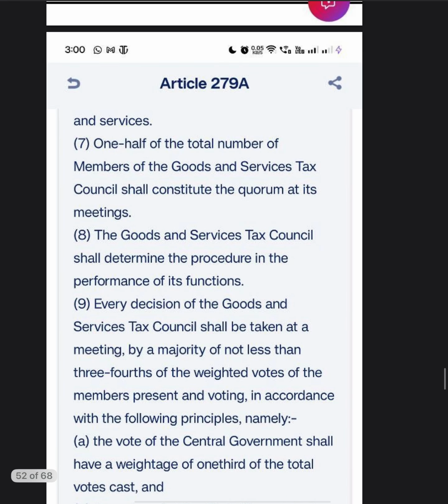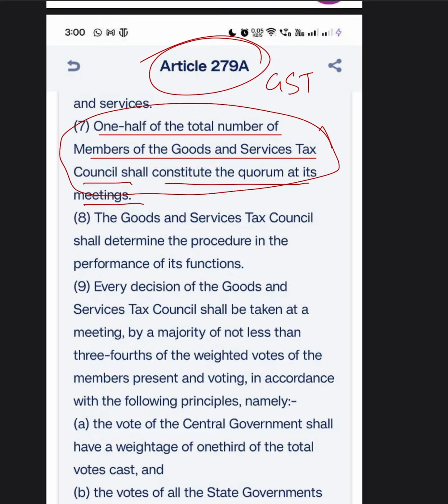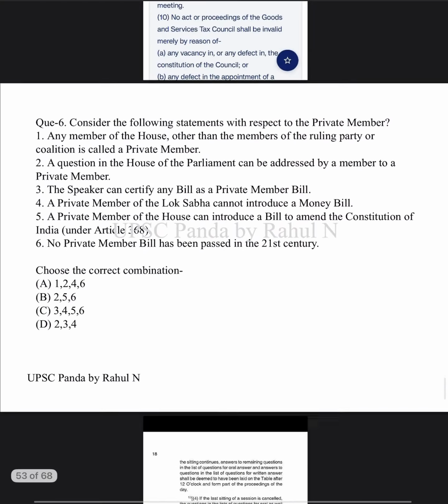Now see 279A. Okay, GST council. One half of the total number of members of the GST council shall constitute the quorum of its meeting. So the quorum of the GST council is mentioned in the constitution. So I hope now the question is very clear. Now let us move to the next question.